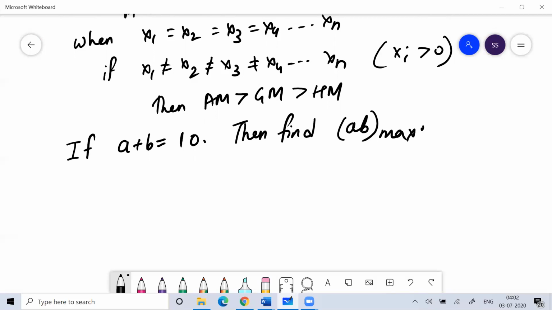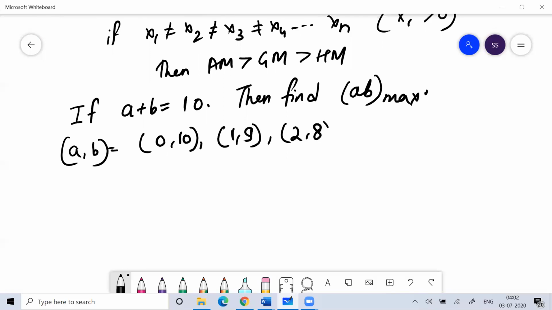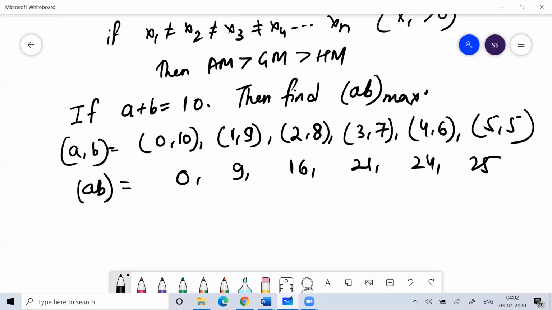You can do it with the trial and error method. You can think about the possible cases of a and b. They can be 0 comma 10, 1 comma 9, 2 comma 8, 3 comma 7, 4 comma 6, or 5 comma 5. The products of these are 0, 9, 16, 21, 24, and 25. So this will create a very important concept.